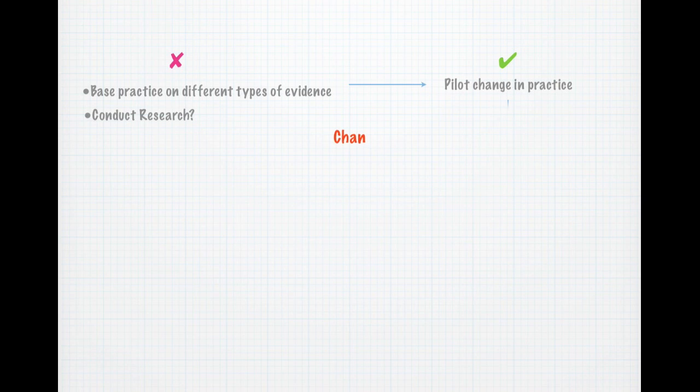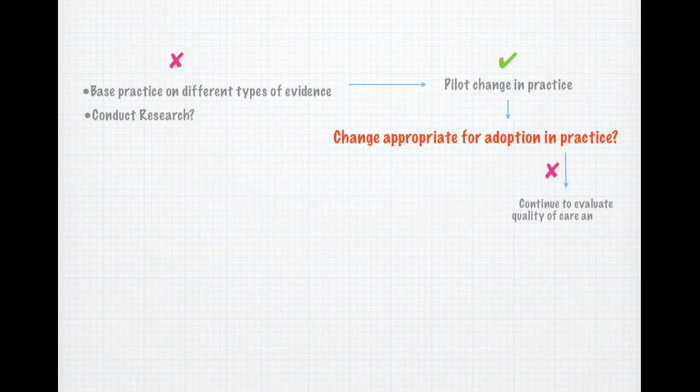Once the pilot is completed, evaluate if the change is appropriate for adoption. If it isn't, continue to evaluate quality of care and new knowledge generated. The cycle will then begin again. However, if the pilot outcomes are positive and the change is appropriate for adoption in practice, hospital-wide implementation can now begin.